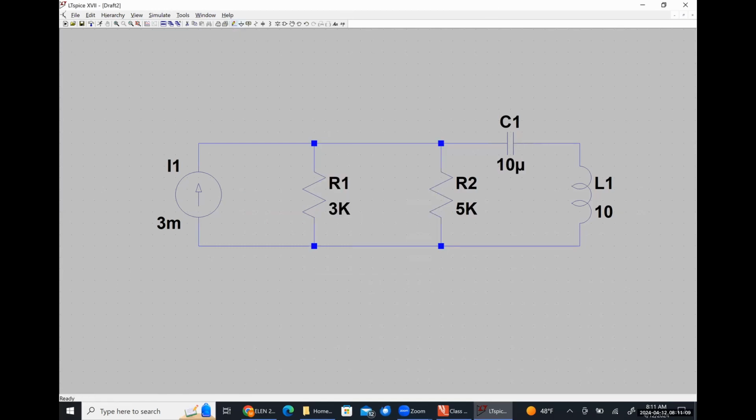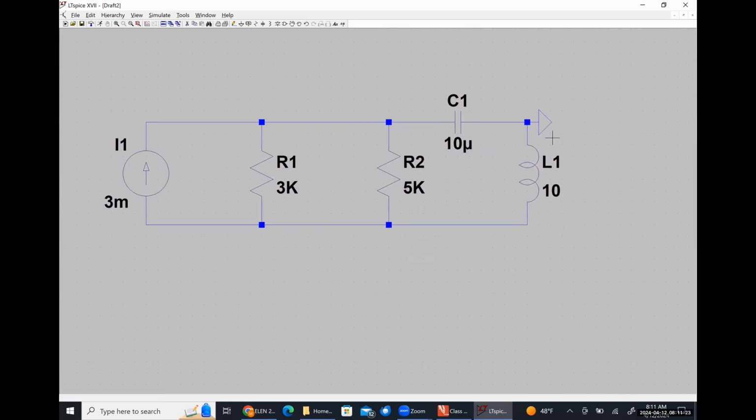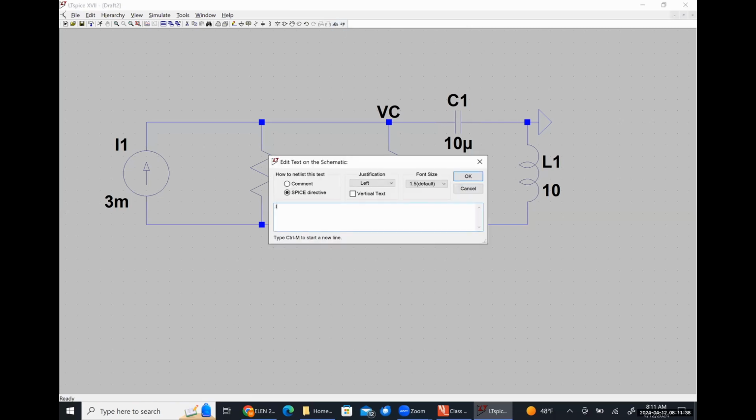I'm going to put the ground node on the negative polarity terminal of my capacitor, which seems like it's going to be an odd place up here on the top right, but it'll all be okay. I'm going to label the positive polarity node VC here. And now I need to put my initial conditions.